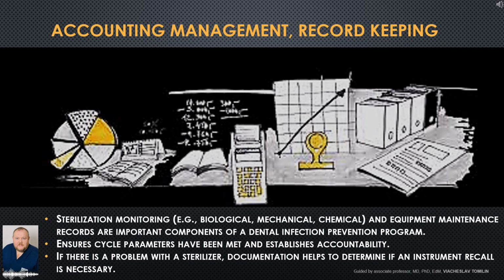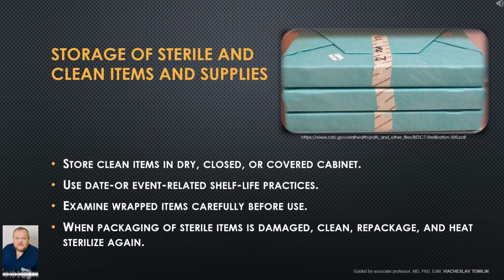Accounting management. Record keeping. Sterilization monitoring, for example, biological, mechanical, chemical, and equipment maintenance records are important components of a dental infection prevention program. It ensures cycle parameters have been met and establishes accountability. If there is a problem with a sterilizer, documentation helps to determine if an instrument recall is necessary.